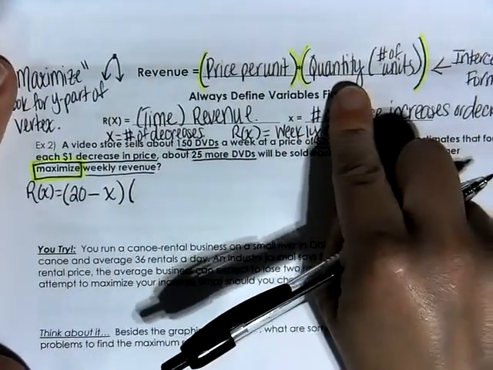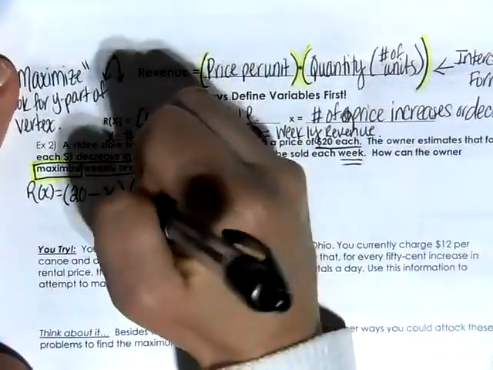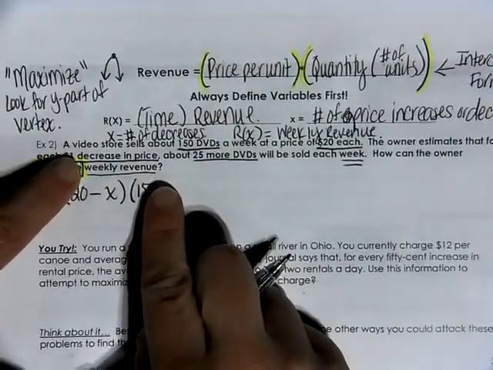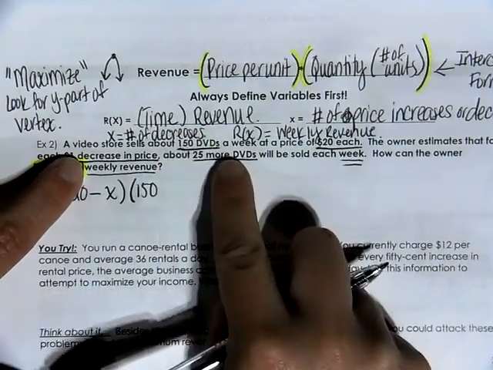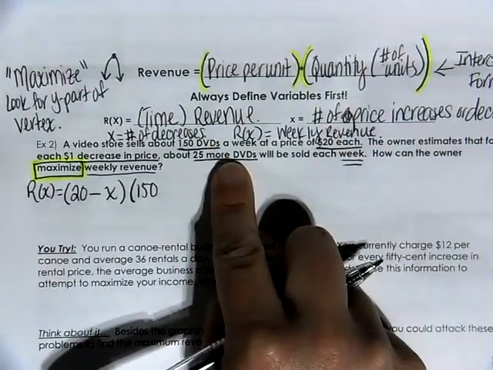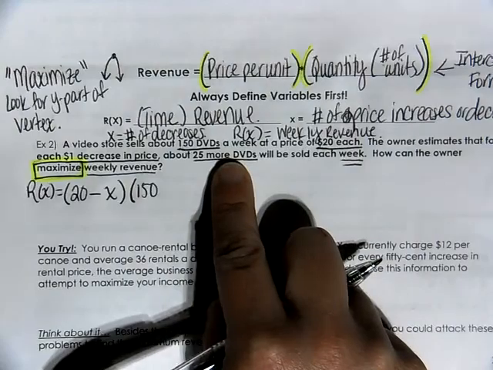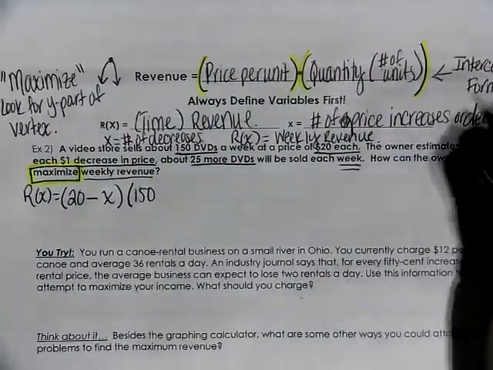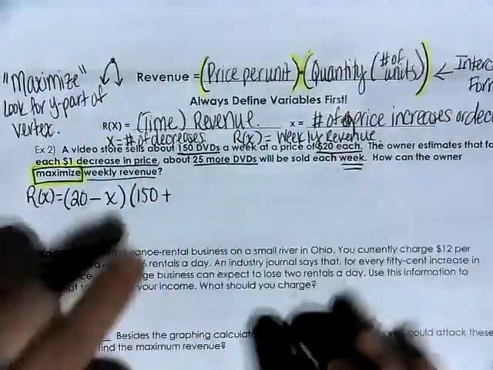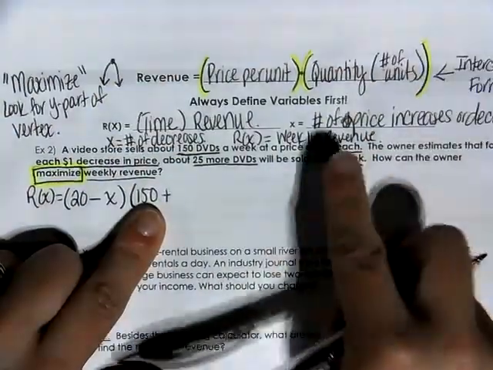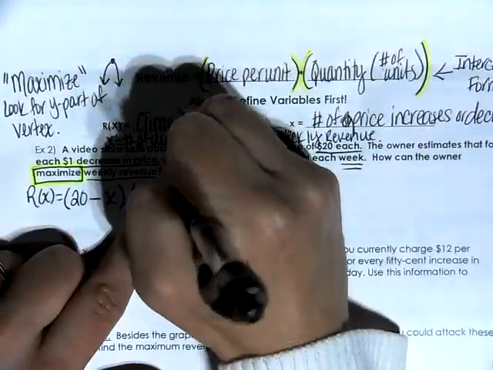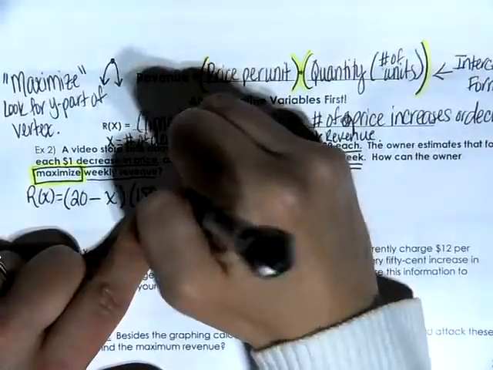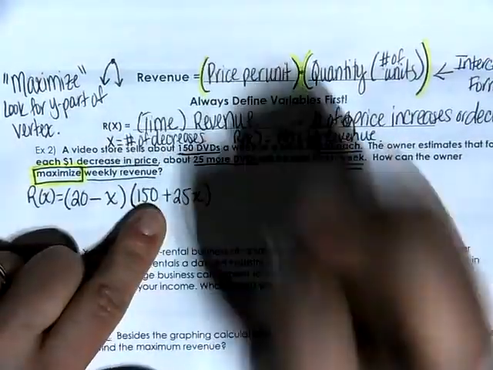Next, we're going to talk about quantity. We start off with 150 DVDs that we are selling each week, and for every time that the price decreases, 25 more DVDs are sold each week. Think about it. If the price goes down, wouldn't more people want to buy it because it's cheaper? Makes sense. So that means that the number of DVDs, or the quantity, is going to increase by 25 for each price decrease.